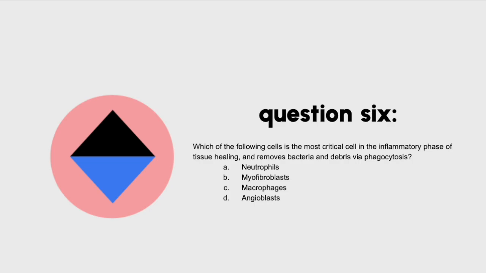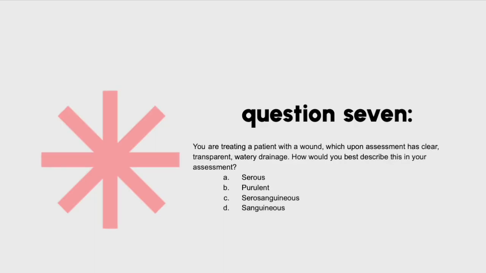Which of the following cells is the most critical cell in the inflammatory phase of tissue healing and removes bacteria and debris via phagocytosis? A. Neutrophils. B. Myofibroblasts. C. Macrophages. Or D. Angioblasts.